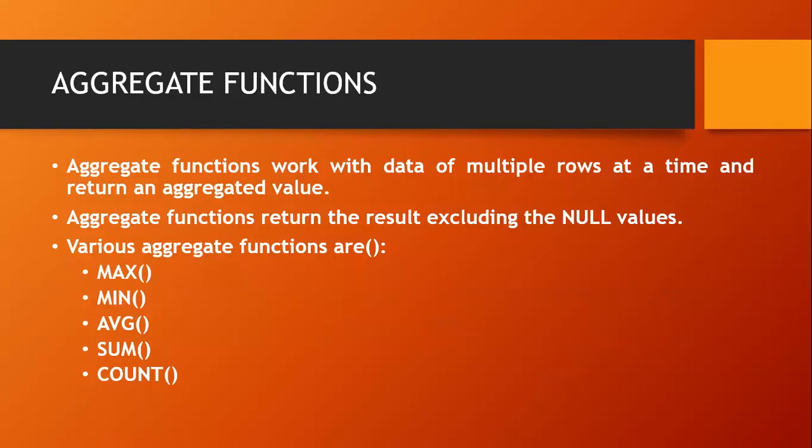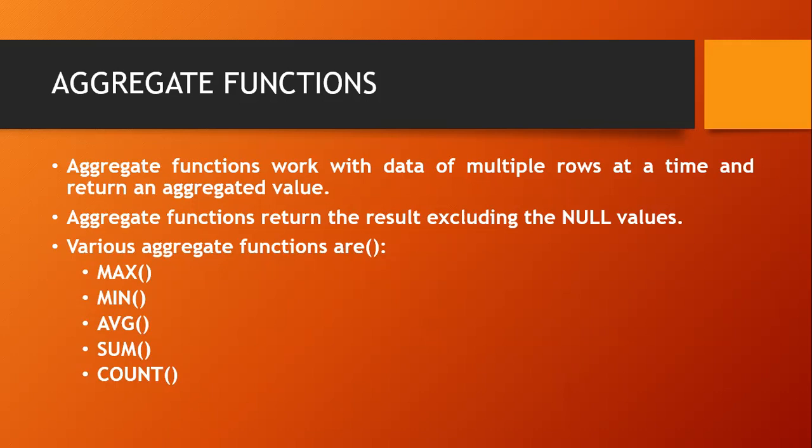What are aggregate functions? Aggregate functions are the functions that work with the data of multiple rows at a time and return an aggregated value. The other names for aggregate functions are multiple row functions or group functions. These functions will return the result excluding the null values, because they will not consider the null values.